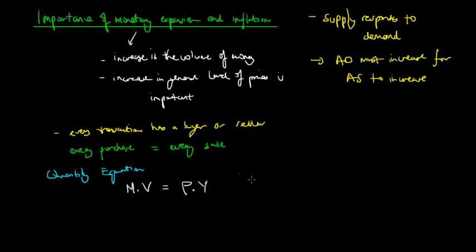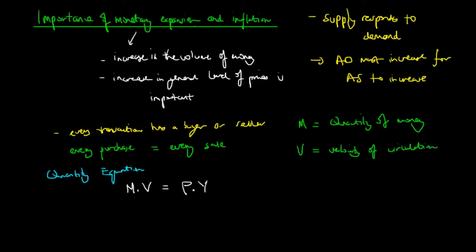So we have M, I'm just going to note here, M is the quantity of money available. So that is the total supply of money in the economy. And V is what is known as the velocity of circulation. Now this is a fairly new concept, a very economic concept that we have to go through.